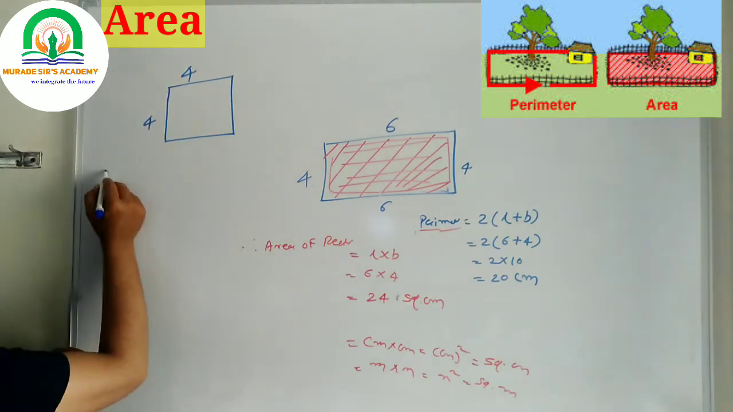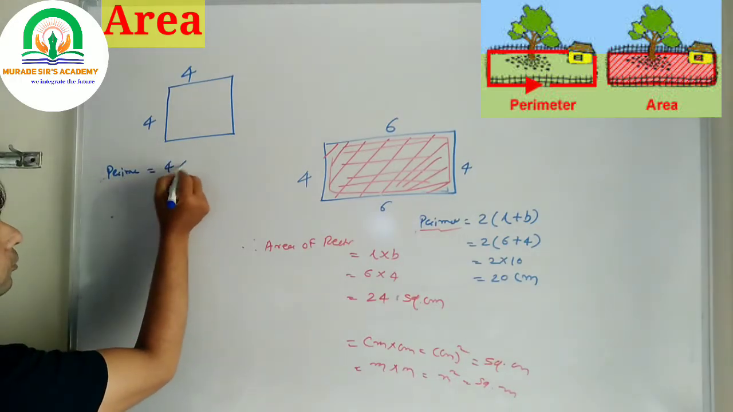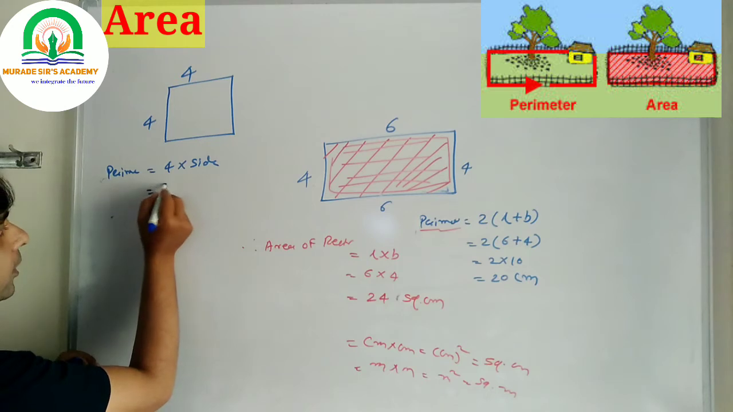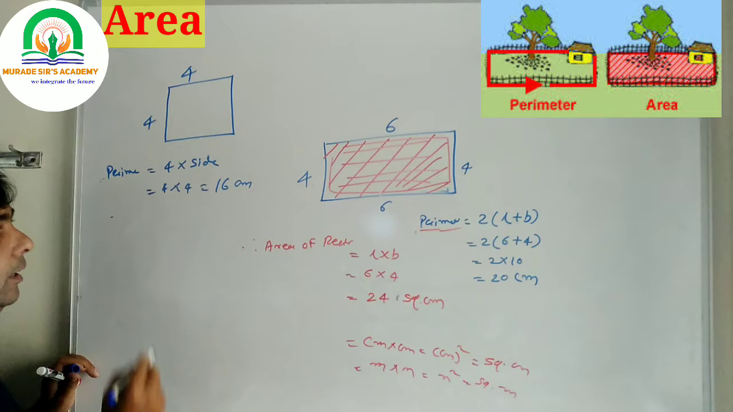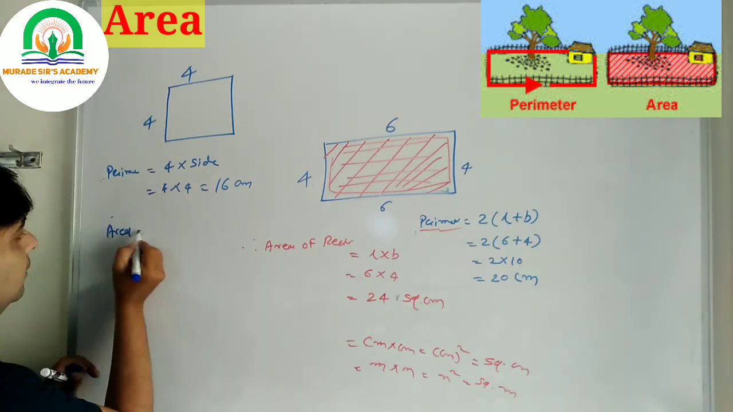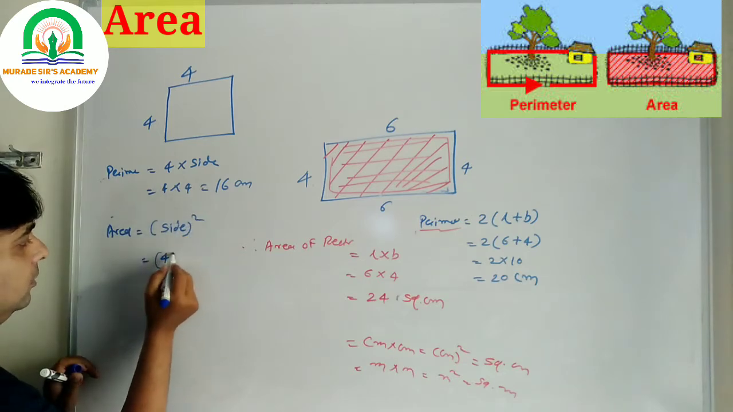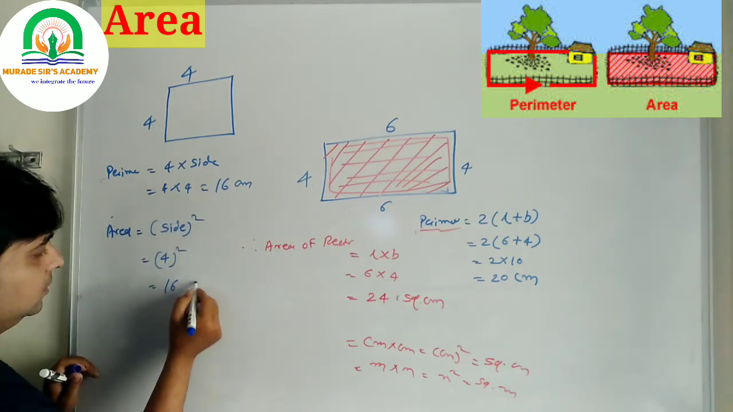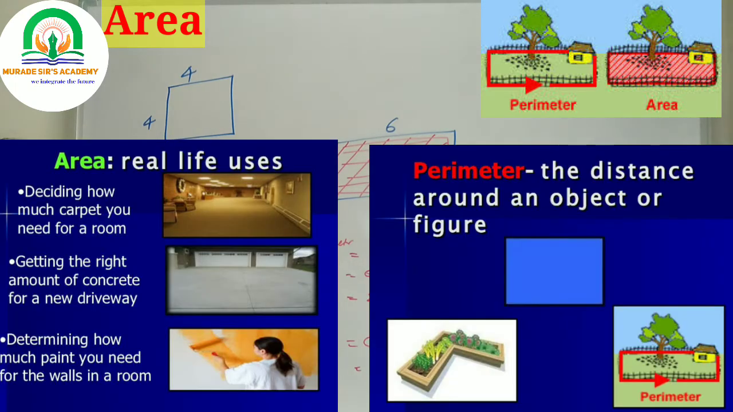Perimeter of a square means 4 into side, that is 4 into 4, 16 centimeter or meter. And area of a square means square of the side, that is 4 square, 16 square centimeter. Understood the concept and the difference between perimeter and area?